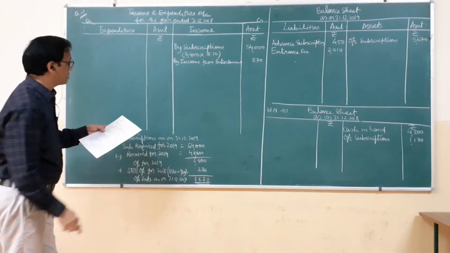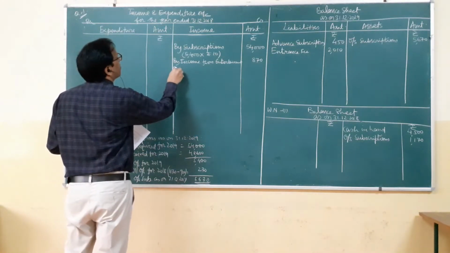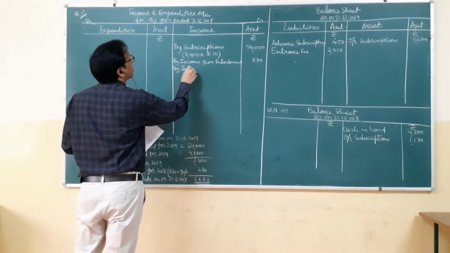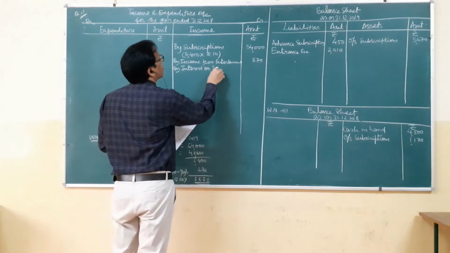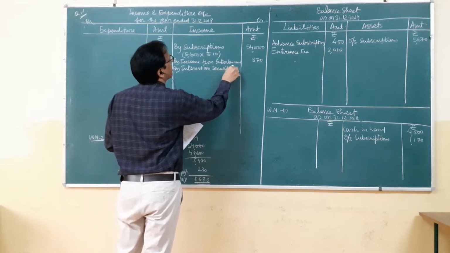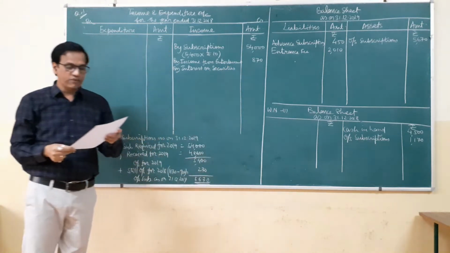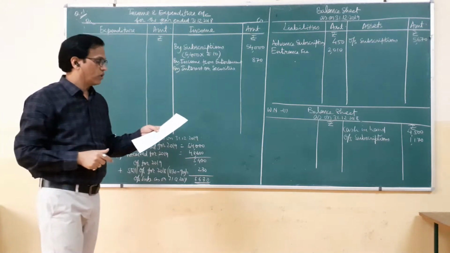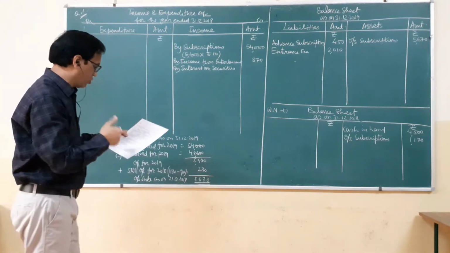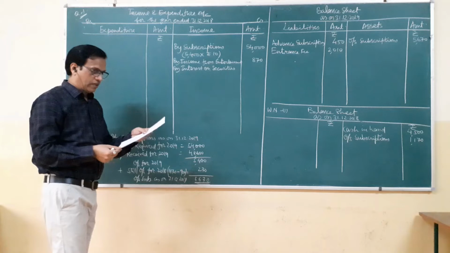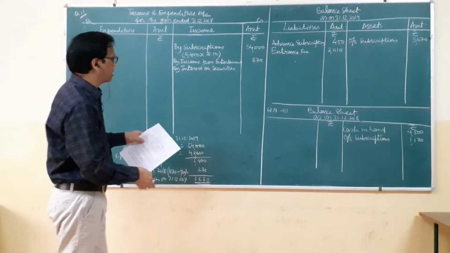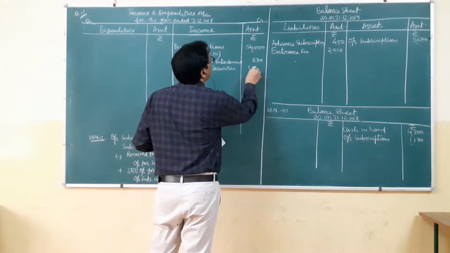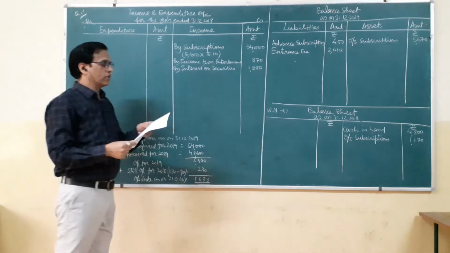Next item is interest on securities. So that we write here by interest on securities. Securities means investments. So we will check if any rate of interest is given. So that's not given in the question. Only investment securities purchase and opening balance of investments are given in the additional information. Nothing else is given. So we will take that this is the amount relating to the current year only. Nothing is outstanding or accrued.